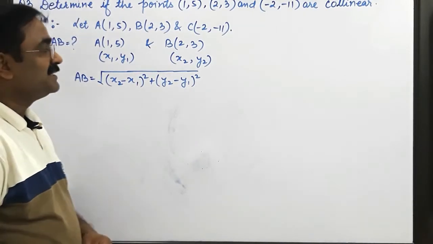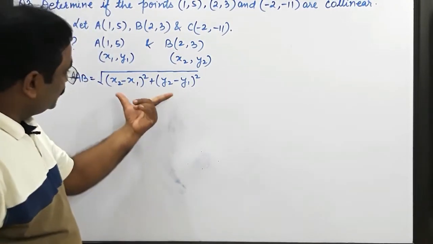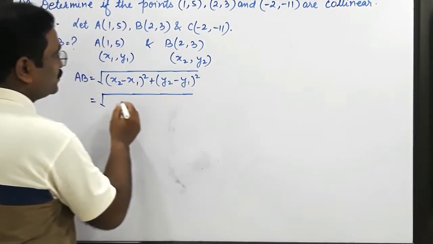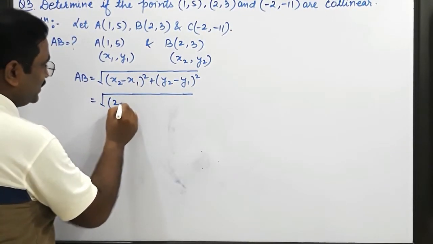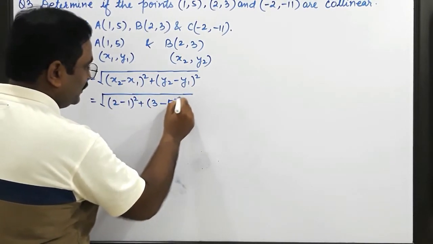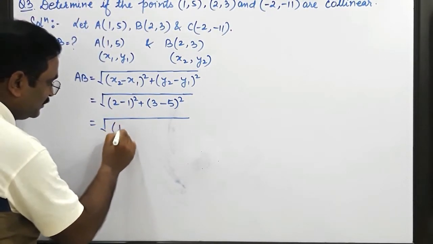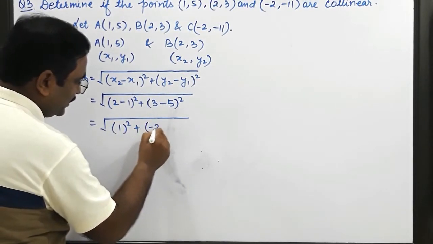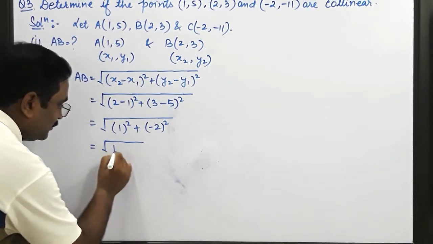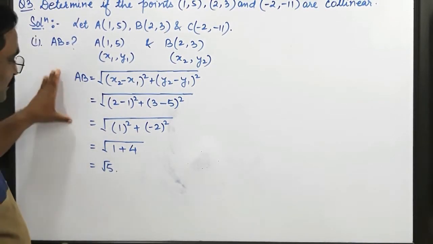As we have already taken, x1 is 1, y1 is 5, x2 is 2, y2 is 3. Substitute these values of x1, y1, x2, y2, and we can get the distance between the points AB. x2 is 2 minus x1 is 1 whole square plus y2 is 3 minus y1 is 5 whole square. So under root, 2 minus 1 which is 1 whole square plus 3 minus 5 which is -2 whole square. So under root 1 plus 4, which is under root 5. It is the measure of AB.